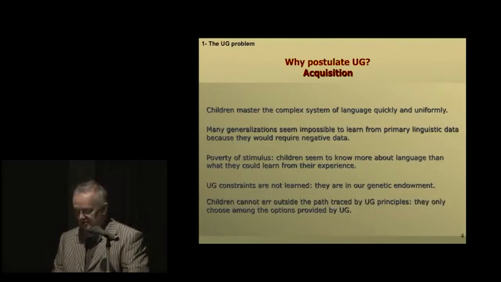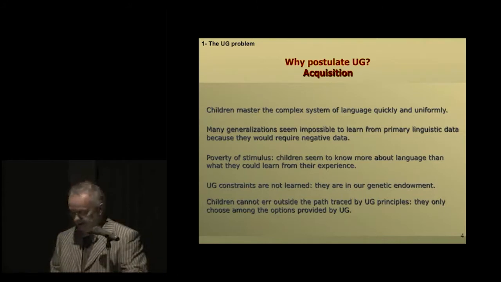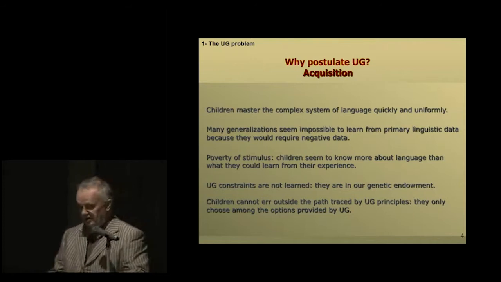So, since UG presents a problem, why introduce it? Well, of course, we all know that it's historically for reasons of acquisition, to try to explain acquisition. I'll go over the argument very briefly because we all know about it. Children master the complex system of language quickly and uniformly. Many generalizations seem impossible to learn from primary linguistic data because they would require negative data. This is the poverty of stimulus argument. That is, children seem to know more about language than what they could learn from their experience.